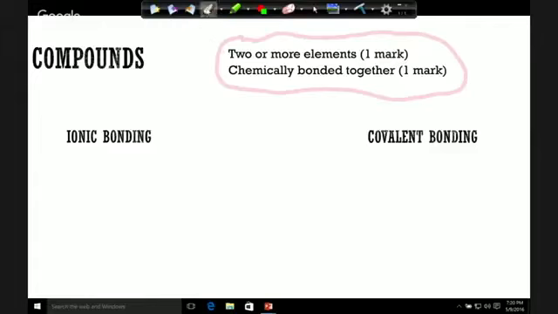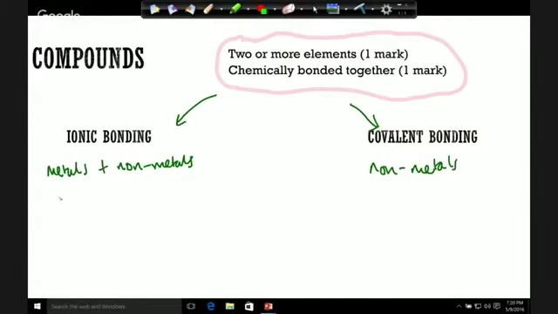Now, we don't need to go into much detail about bonding for C1, but we need to have an appreciation of these 2 things, ionic bonding and covalent bonding. In ionic bonding, that is between metals and non-metals, whereas covalent bonding is between non-metals only.